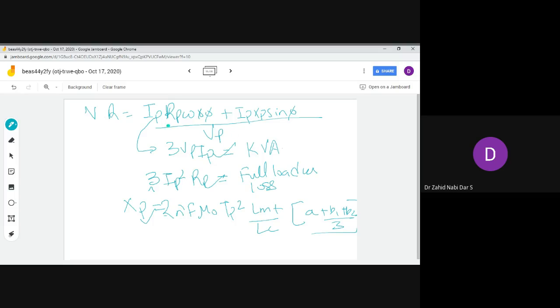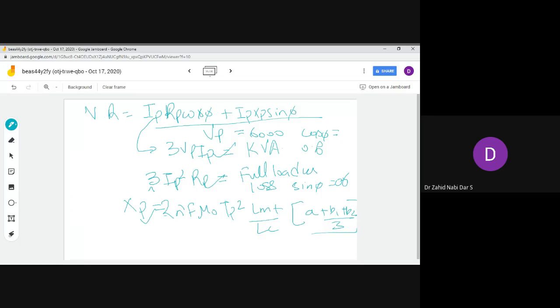VP value is given, 6,000. Power factor cos φ is given as 0.8, so sin φ would automatically come as 0.6. So 0.8, 0.6, VP given. The only need is that you calculate IP, RP, and XP. So now I want you people to solve this problem. At least give me the value of IP.